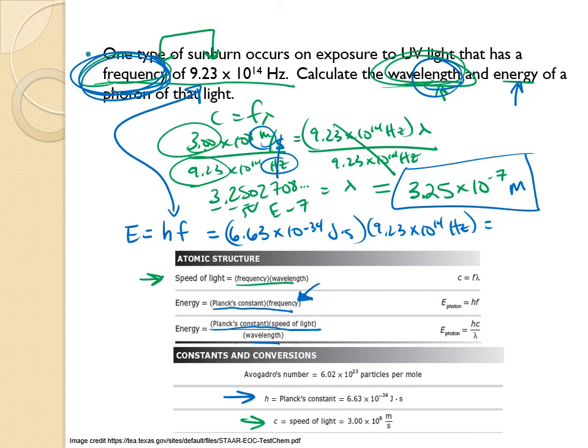Handy dandy calculator time, 6.63 times 10 to the negative 34, multiplied by 9.23 times 10 to the 14th hertz. And that gives us a grand total of 6.11949. Let's check our sig figs. I get to keep 3: 1, 2, 3. That 9 is going to make that 1 a 2. 6.12. Let's look at our exponent. Times 10 to the negative 19.